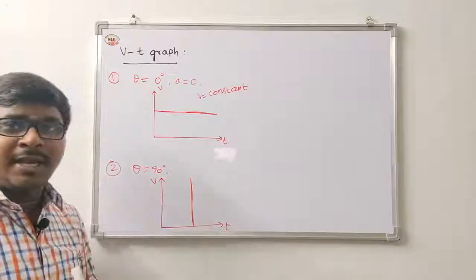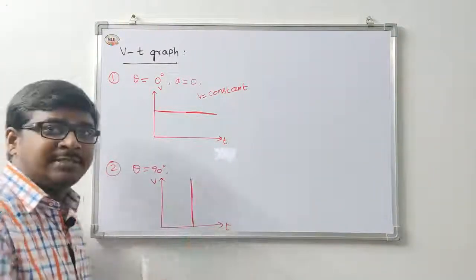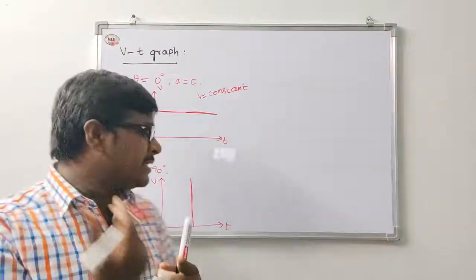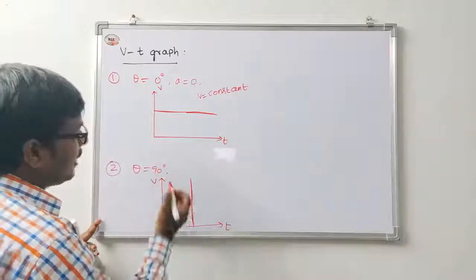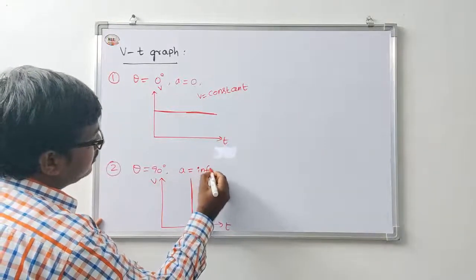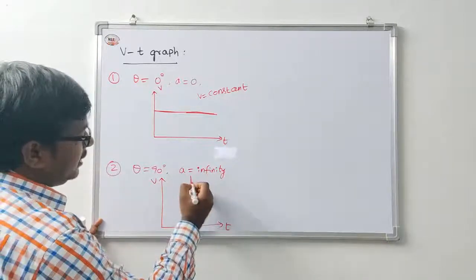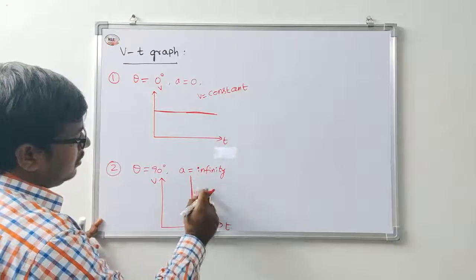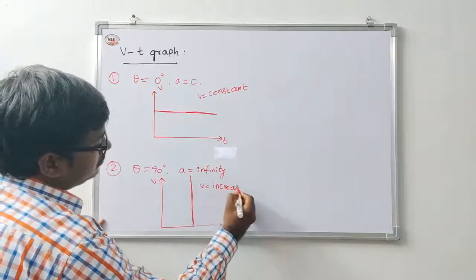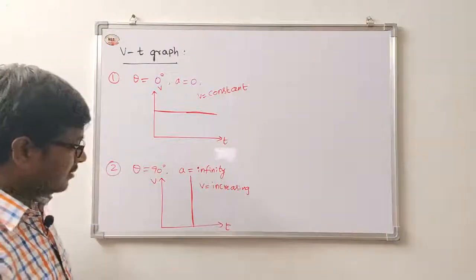Theta is equal to 90 degrees. These two axes are perpendicular to each other. Theta is equal to 90, then acceleration is infinity, and the velocity is increasing.